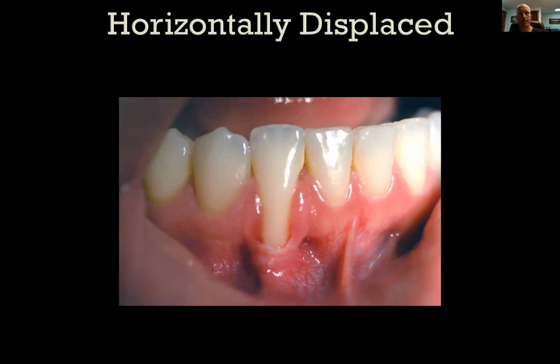Horizontal displacement. Here's a tooth of a patient who's about to undergo some orthodontic therapy. The idea there is we want to move that tooth back into the alveolar housing. You can look at that image and see that the alveolar housing is extremely thin. You're probably not going to get bone to grow back around the buccal aspect or the facial aspect of this tooth, even with orthodontic treatment and moving that lingually.